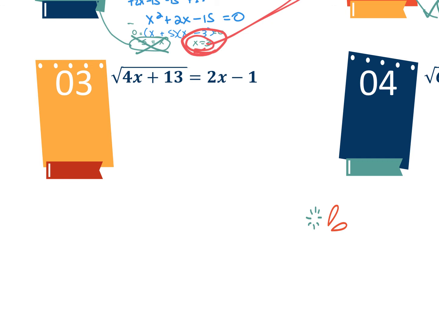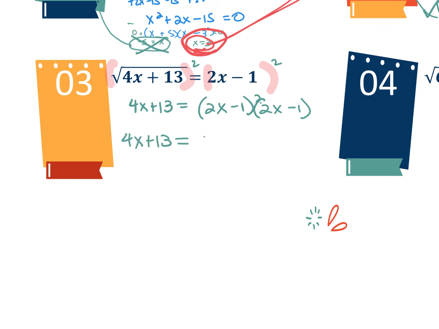Now it's already moved, right? So all I have to do is square both sides of my equation. I get 4x plus 13 equals the square of 2x minus 1. What are you not going to do? Distribute the power. Don't do that, right? We have to expand and FOIL. So you can either first, outer, inner, last, or you can use your shortcut because this is a special product.